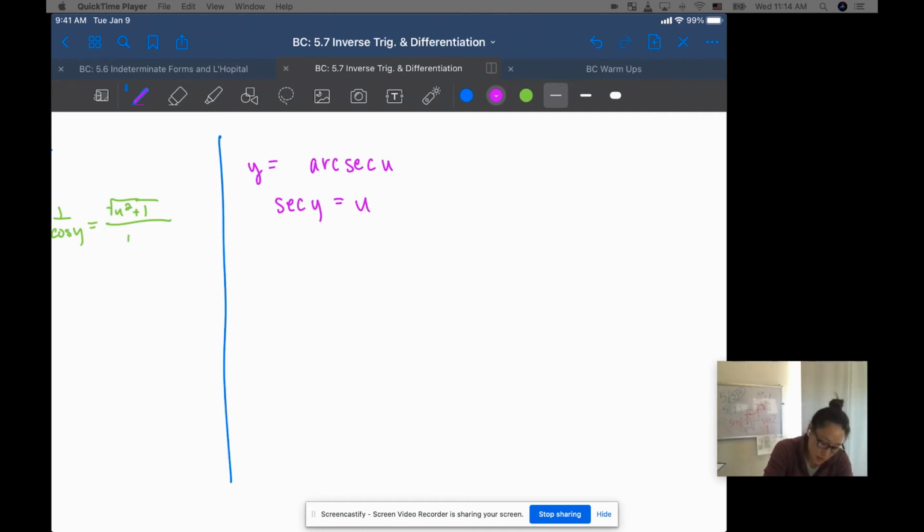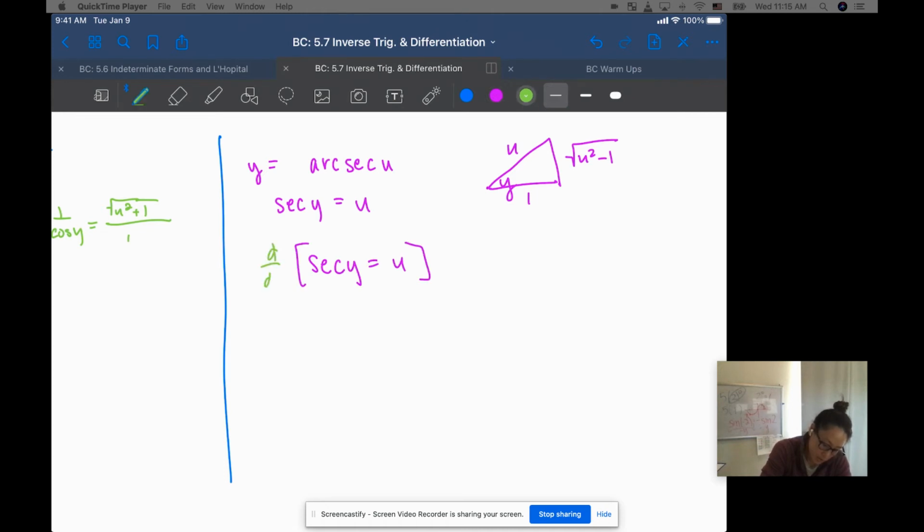All right, so we're going to do y, and then the secant would be hypotenuse over the x value because it's the reciprocal of cosine. So I'm going to have u over 1. All right, so solving for my third side, I got the square root of u squared minus 1.